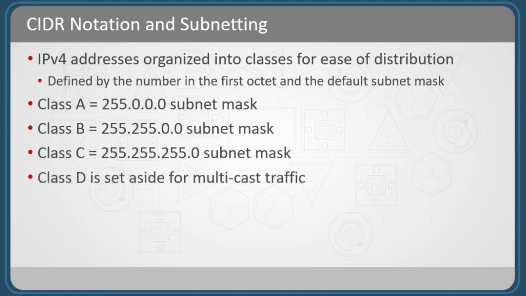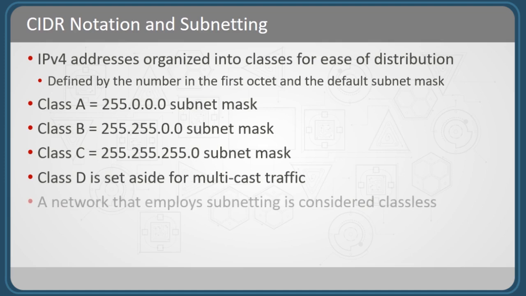Now, class D does exist, but it's been set aside for multicast traffic, so it's not used for normal host addressing. And any network that does employ subnetting is considered to be classless. Now, you do start out with the appropriate class, but subnetting is the process of taking what is normally a very large network and subnetting it into smaller units, hence the term subnetting. So at that point, the class kind of goes away because the size that you create is actually up to you.